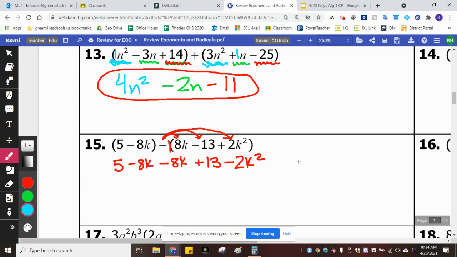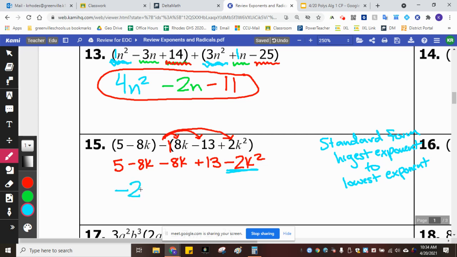All these problems, it's going to also ask you to write in standard form. So go ahead and just get in the habit of writing in standard form. Highest exponent to lowest exponent. So remember, standard form, highest exponent to lowest. So our highest exponent here is k squared. People usually mess up because that's not 2, that's negative 2. So when you write it, you're going to write it negative 2k squared.